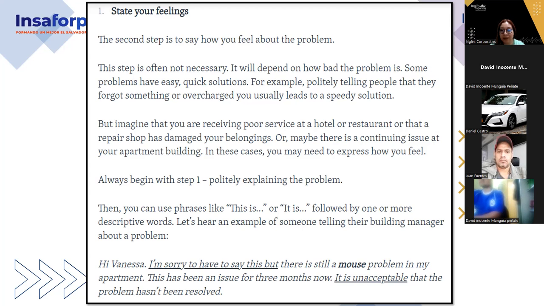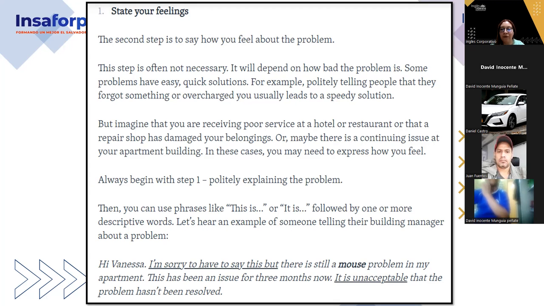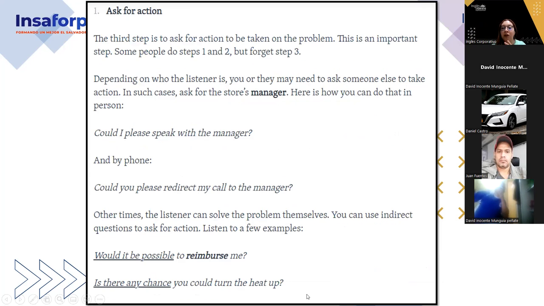Para mencionar cómo me siento, puedo ocupar expresiones como it is unacceptable, es inaceptable. O decir expresiones como I feel angry about this, I am angry, I am worried, I am afraid, etc. Puedo ocupar adjetivos y decir con el verbo to be, yo me siento así, yo estoy así. Right, dependiendo.